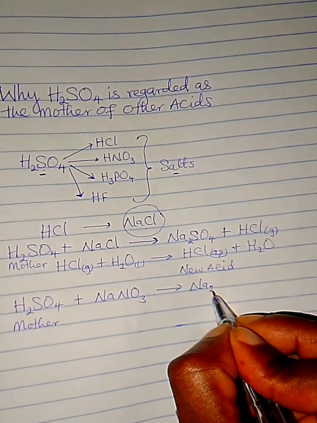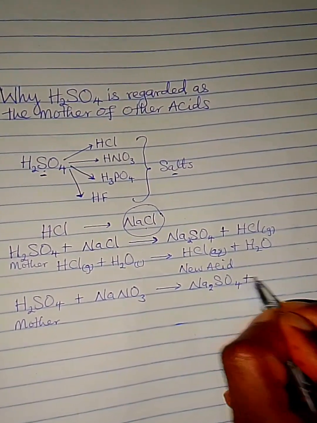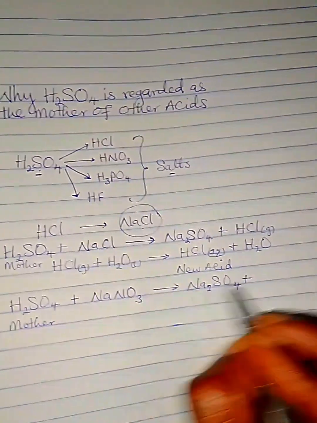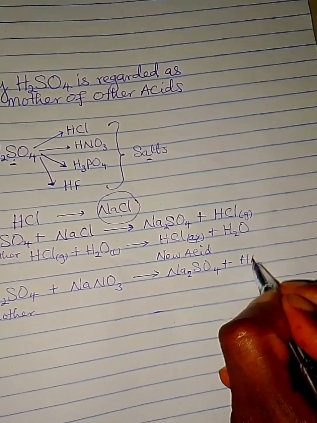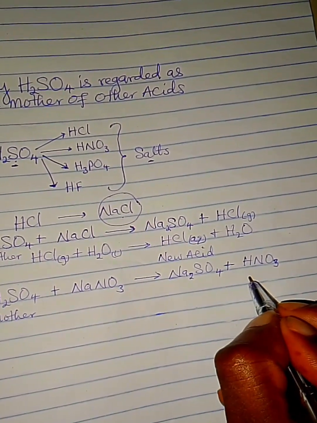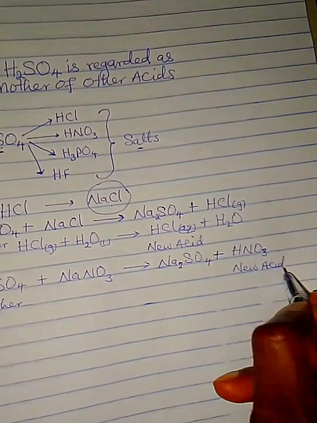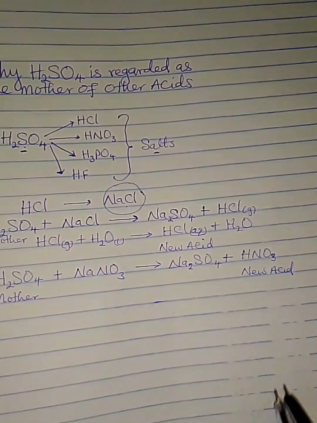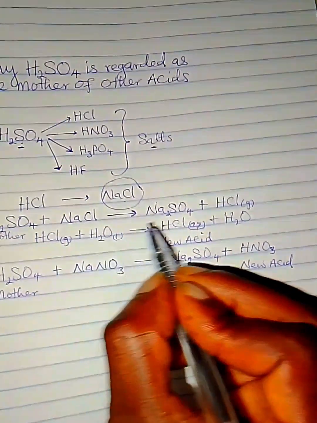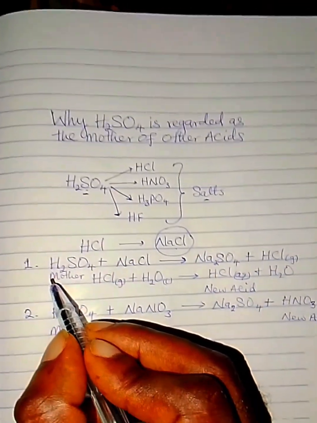And as expected, the hydrogen ion that was displaced will attack the trioxonitrate 5 ion to form a new acid, which is obviously trioxonitrate 5 acid. Because this trioxonitrate 5 acid was displaced from the salt sodium trioxonitrate 5 when it reacted with tetraoxosulphate 6 acid, it is now logical to say that tetraoxosulphate 6 acid is the mother of trioxonitrate 5 acid.